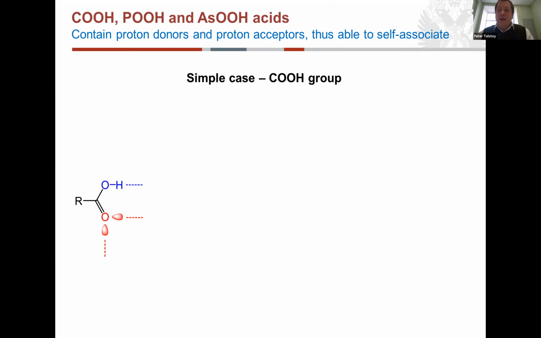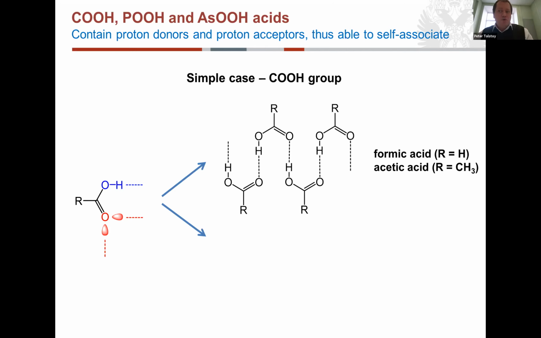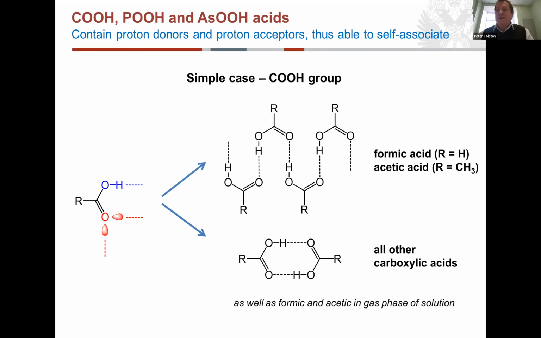So these carboxylic acid molecules are able to do one of two things. They can either form infinite chains, and two carboxylic acids do that, formic acid and acetic acid. Or they can form cyclic dimers. Basically, all other carboxylic acids in the crystal state form cyclic dimers. The formic and acetic acid, which form chains in the crystal state, can also form cyclic dimers, and they do it in the gas phase or in solution. This is the scientific consensus, and there are no surprises here.